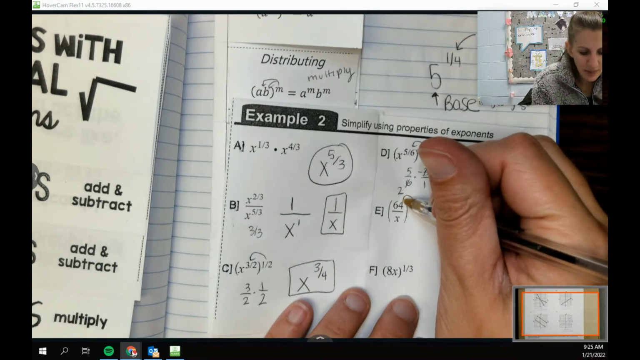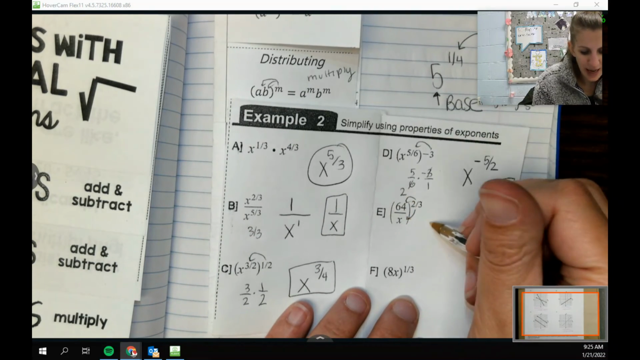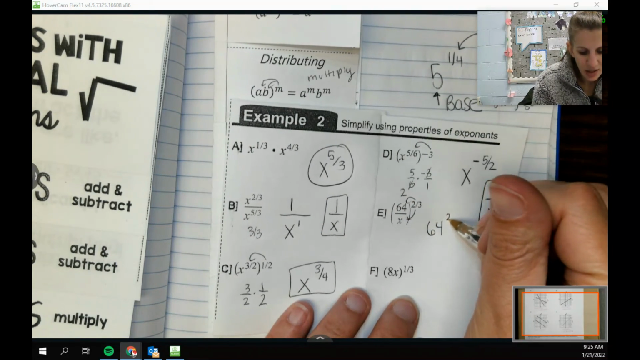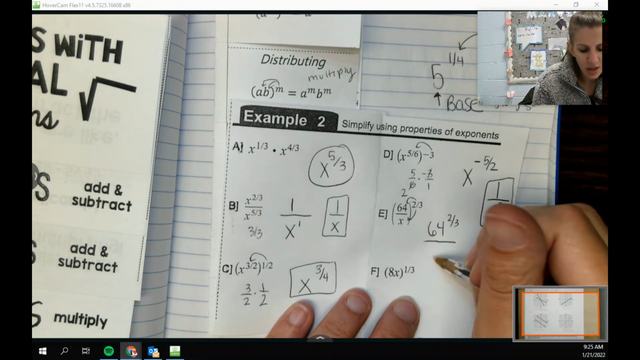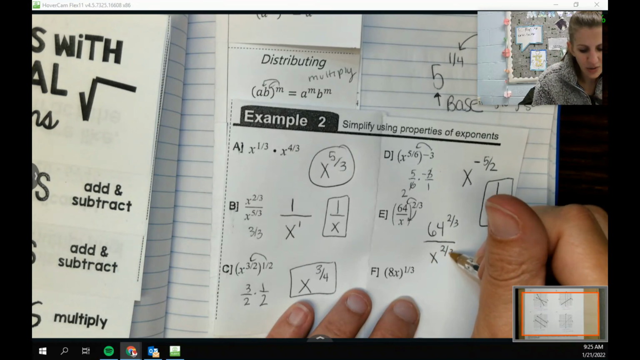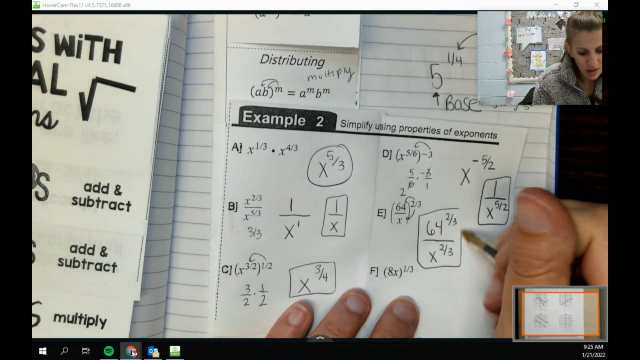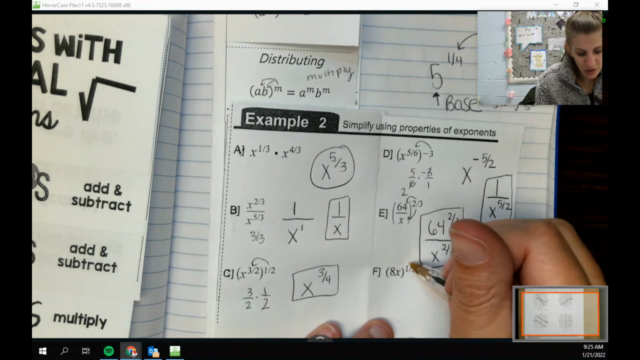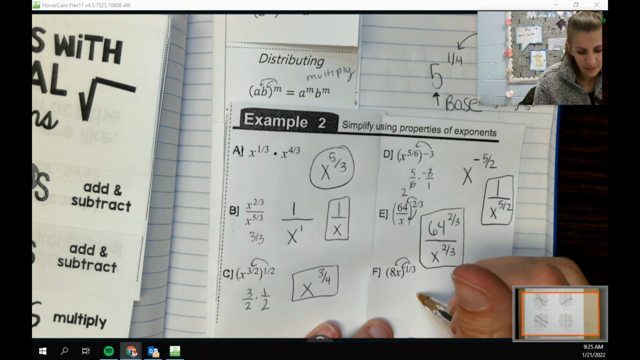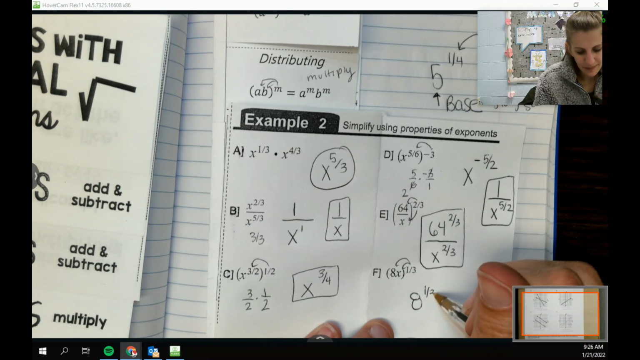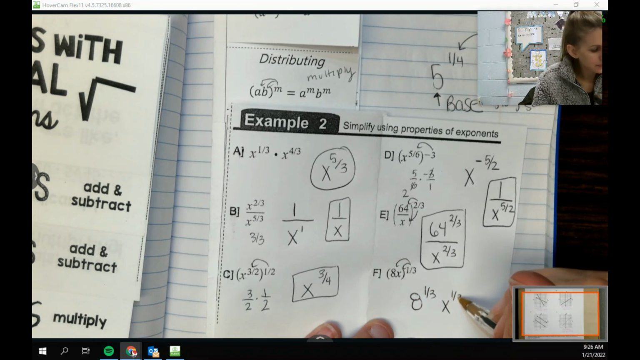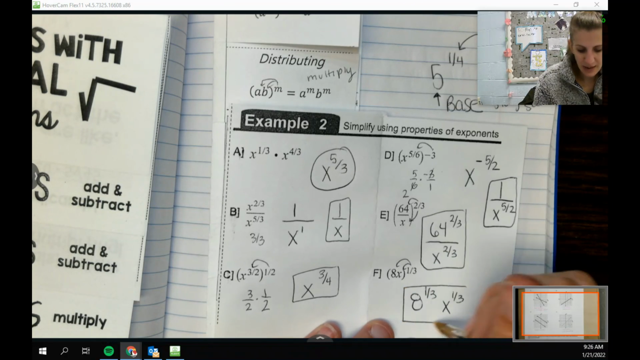Here I have parentheses, so I'm going to distribute to all my exponents. So 64 to the 2/3 over x to the 2/3. These are not the same, so I can't subtract. And here we're going to distribute. So 8 to the 1/3, x to the 1/3. They're not the same, so I can't add.